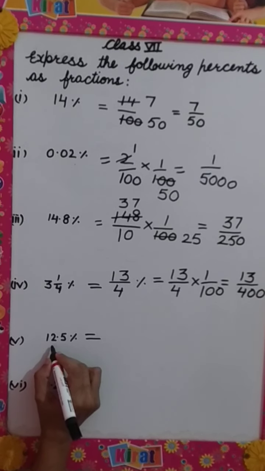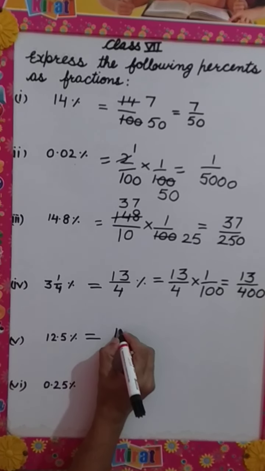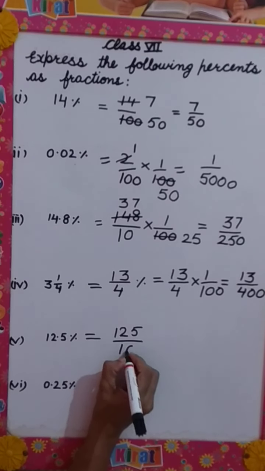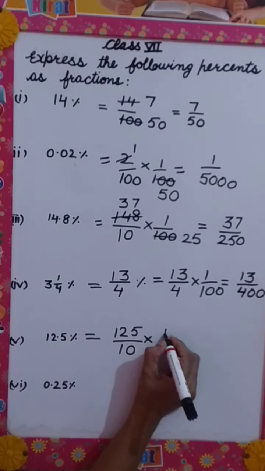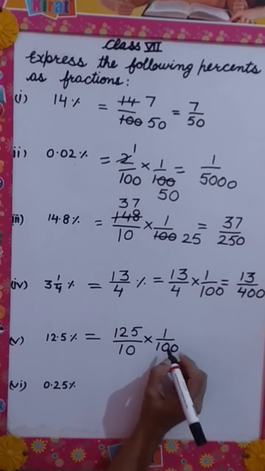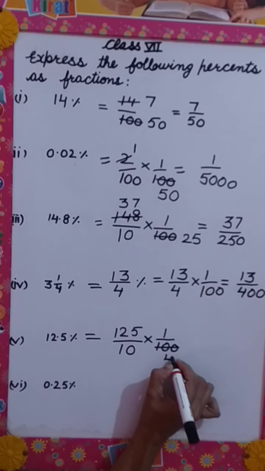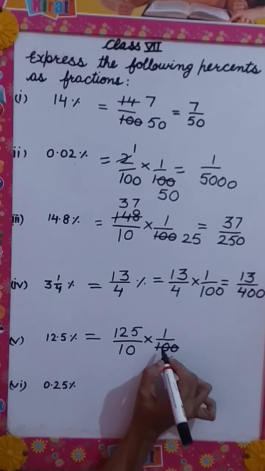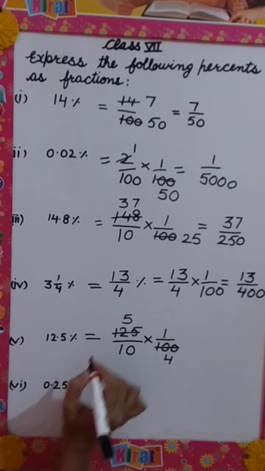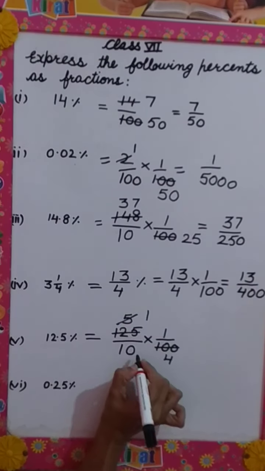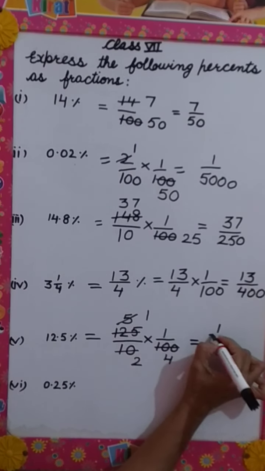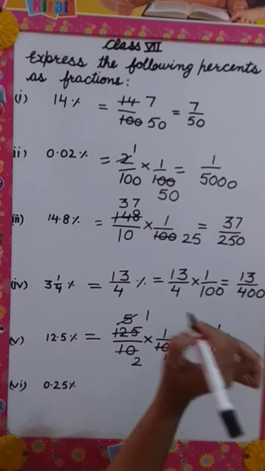Next, 12.5%. So first of all, remove the decimal. Put 1 by 100 for percentage. Cutting. 25 4s are 100. 25 5s are 125. 5 1s are 5, 5 2s are 10. So this is equal to 1 by 8.